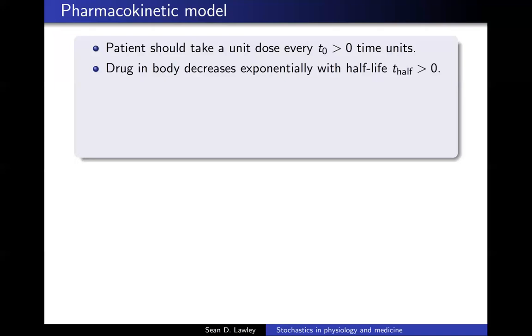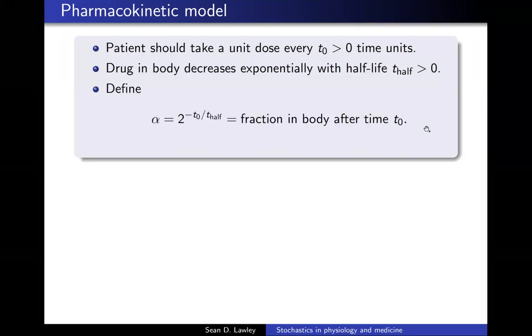You're supposed to take it every t-naught units of time, and we'll assume that the amount of drug in the body decreases exponentially with some half-life called t-half. And it'll be useful to define alpha, which is 2 to the minus t-naught over t-half, which is simply the fraction in the body after time t-naught. So if you take a dose of size 1 at time 0, then at time t-naught, at the time for your next scheduled dose, you'll have alpha remaining of the first dose you took.